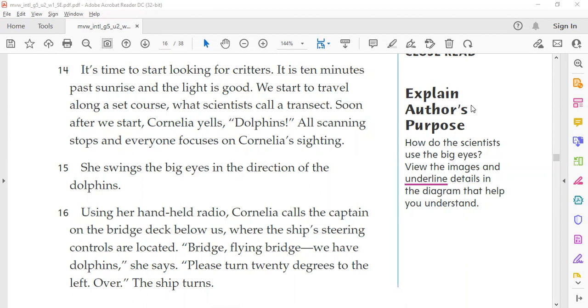She swings the big eyes in the direction of the dolphins. Using her handheld radio, Cornelia calls the captain on the bridge deck below us, where the ship's steering controls are located. "Bridge, flying bridge, we have dolphins," she says. "Please turn 20 degrees to the left. Over." The ship turns.